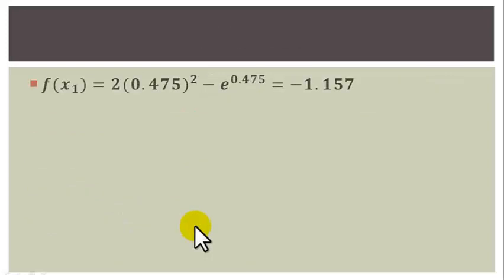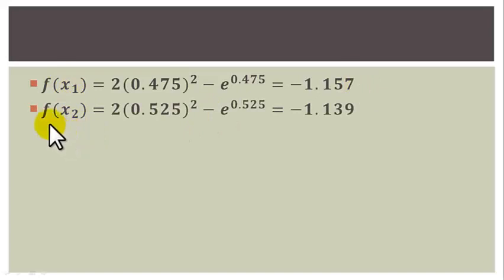Now let us evaluate the value of our function at these 2 points. At the point x1, f of x1 is equal to 2 times 0.475 raised to the power 2 minus exponent 0.475. And this will give us minus 1.157. The value of the function at x equal to 2 is f of x2 equals to 2 times 0.525 squared minus exponent 0.525. And this is equal to minus 1.139.